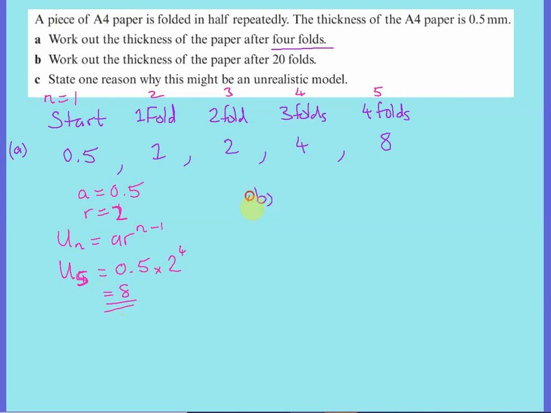Let's pop B over here. So 20 folds, well, that is the 21st term. Okay, we can see the number of terms is always one more than the number of folds. So we're going to go for U21 is 0.5 times 2 to the 20. And let's just type that in. Wow, it's a big number. This is why it's not possible.